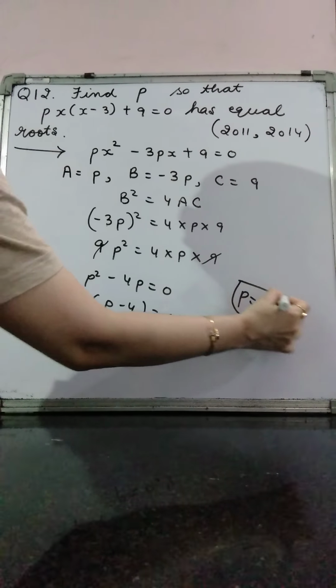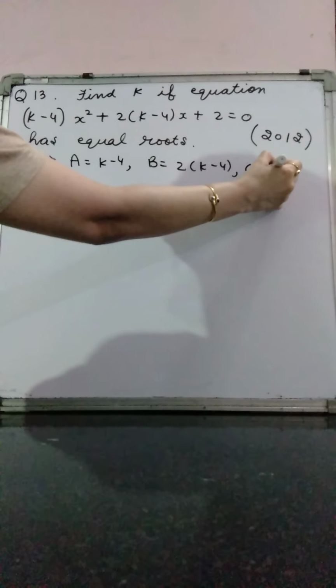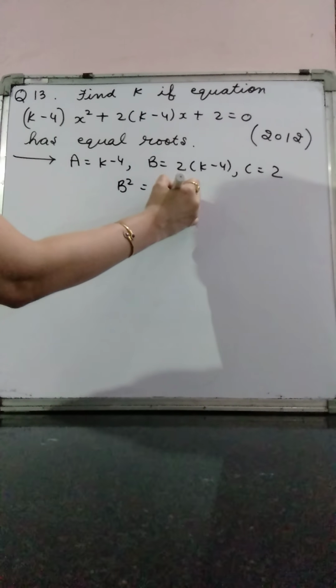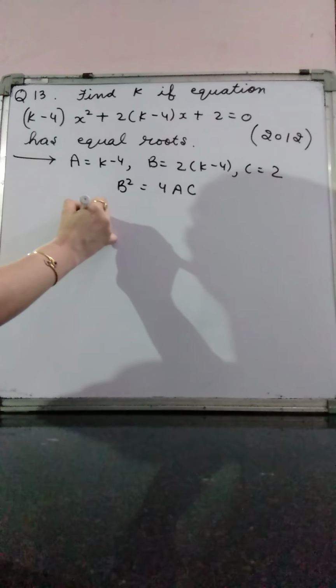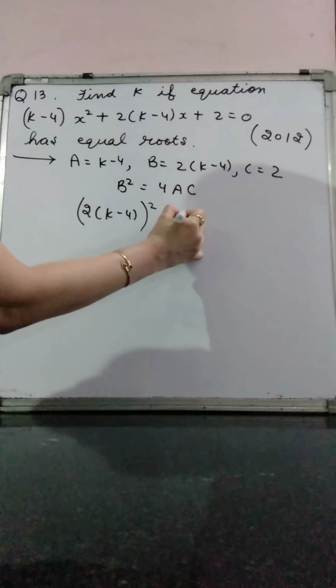Now next question is find k if this equation has equal roots. First of all, compare. The value of a is k minus 4, the value of b is 2k minus 4 and the constant is given by 2. Apply the condition for equal roots. b square is equal to 4ac. Twice k minus 4 square.